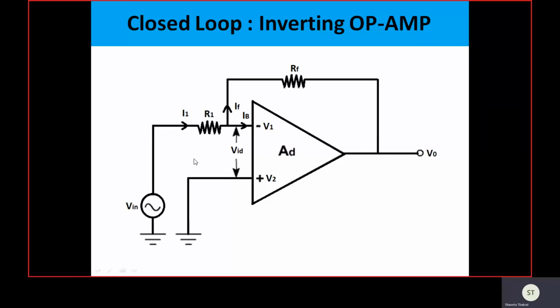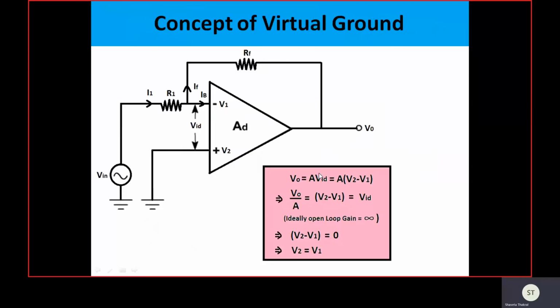So in the case of the inverting operational amplifier, input is applied to the inverting input terminal and the non-inverting input terminal is grounded, and we have added two resistances here. R1 is called the input resistance and RF is called the feedback resistance. So before going for the analysis of this configuration, we have to understand the concept of virtual ground.